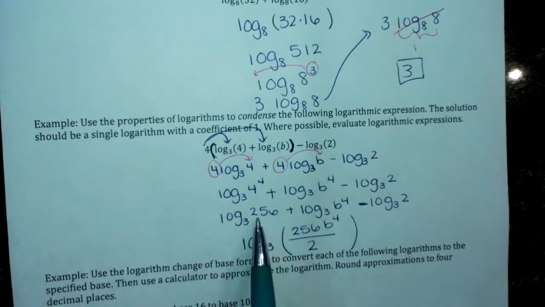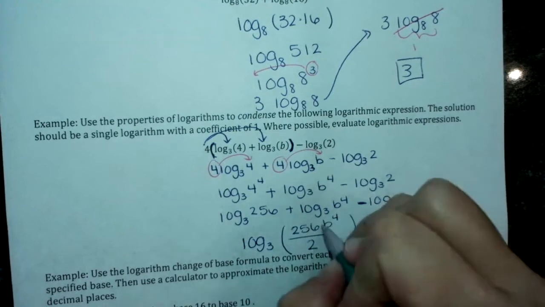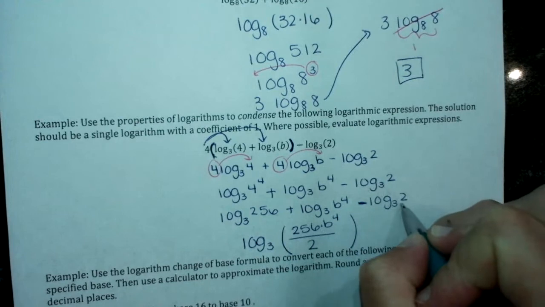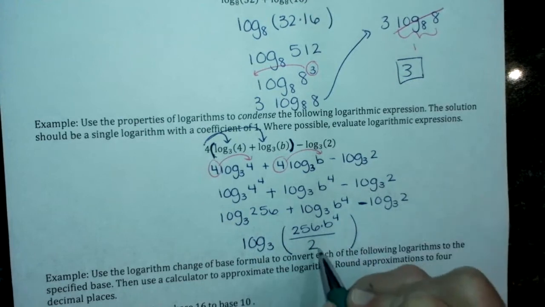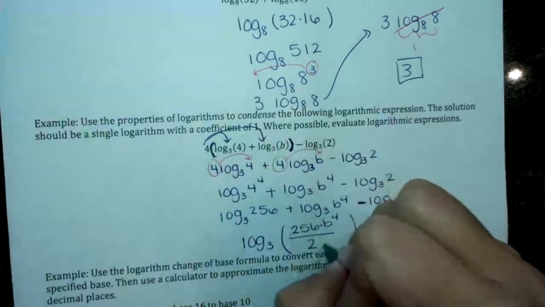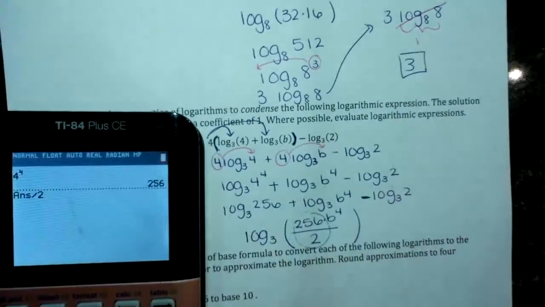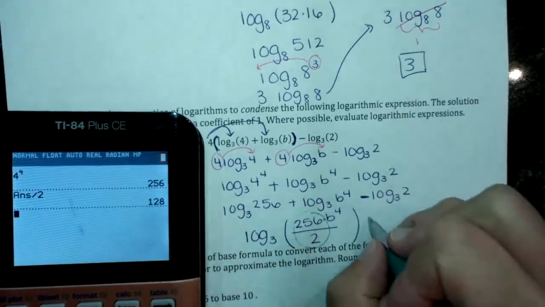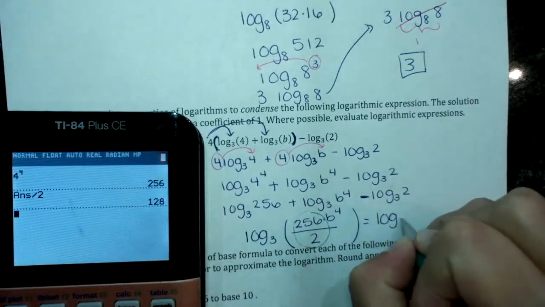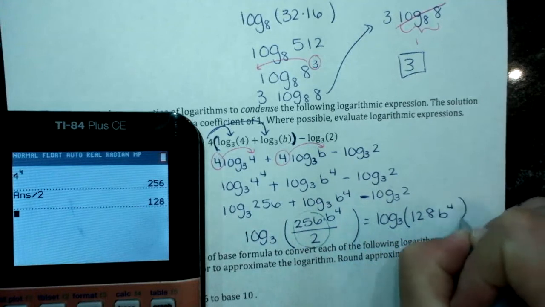So 256, they're all log base 3, so same log base 3. 256 plus b to the fourth, I can combine those together by multiplication. We're subtracting log base 3 of 2. That means I can divide that by 2. Always we want to simplify. So I can do 256 divided by 2. And that will give me log base 3 of 128 b to the fourth.